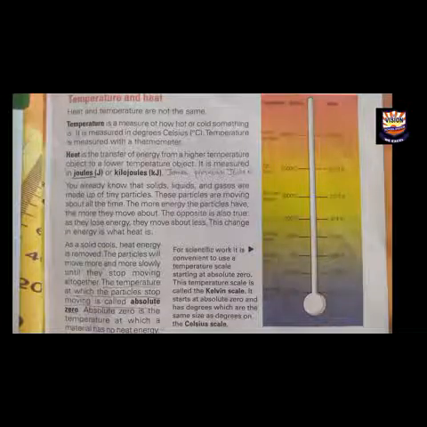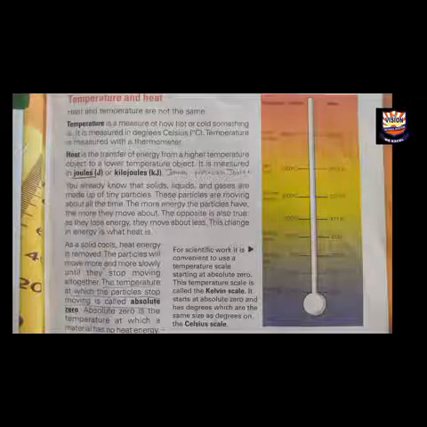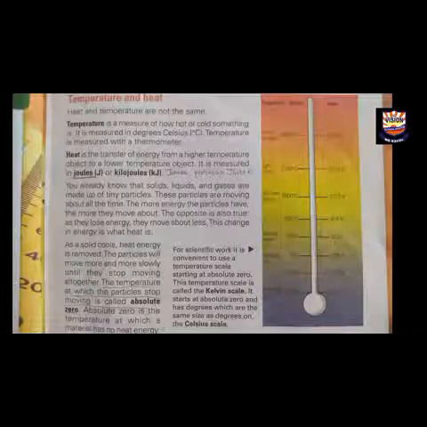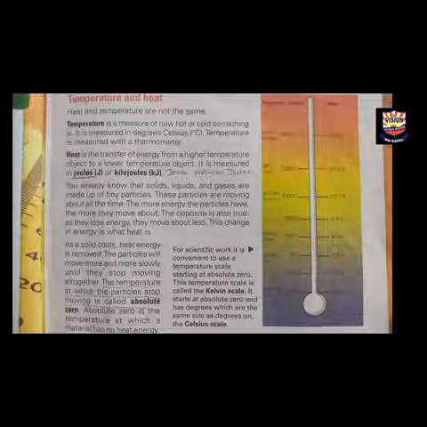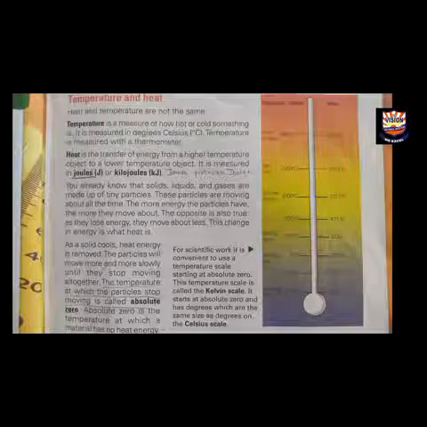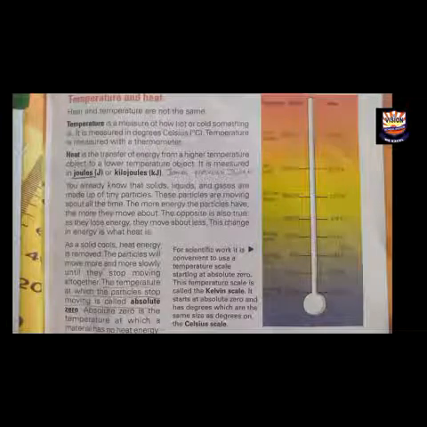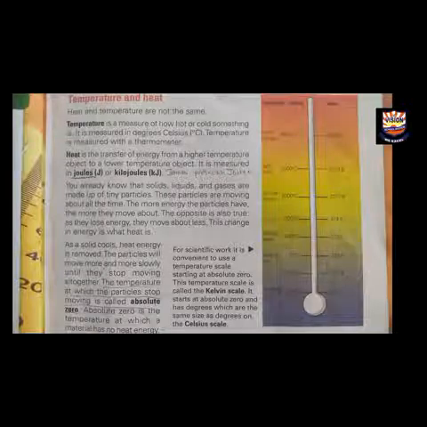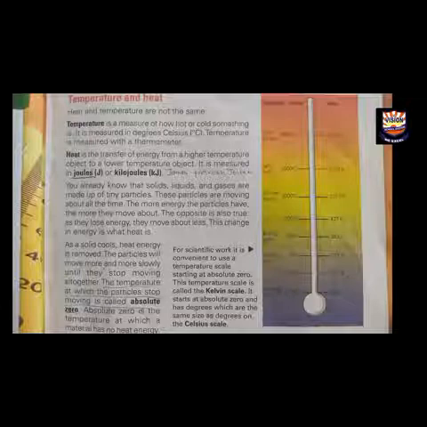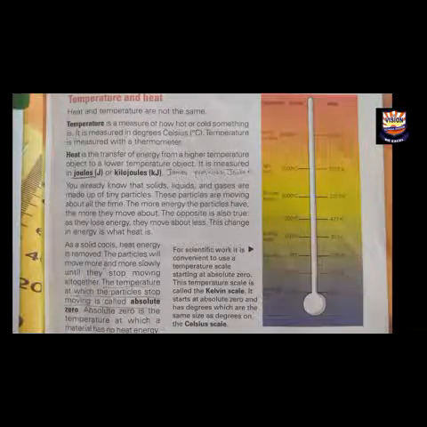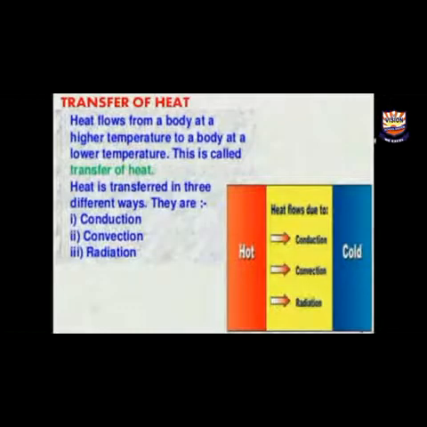The temperature at which the particles stop moving is called absolute zero. It is the temperature at which a material has no heat energy. This temperature is minus 273 degrees Celsius. It is convenient to use a temperature scale starting at absolute zero. This temperature scale is called the Kelvin scale. It starts at absolute zero.